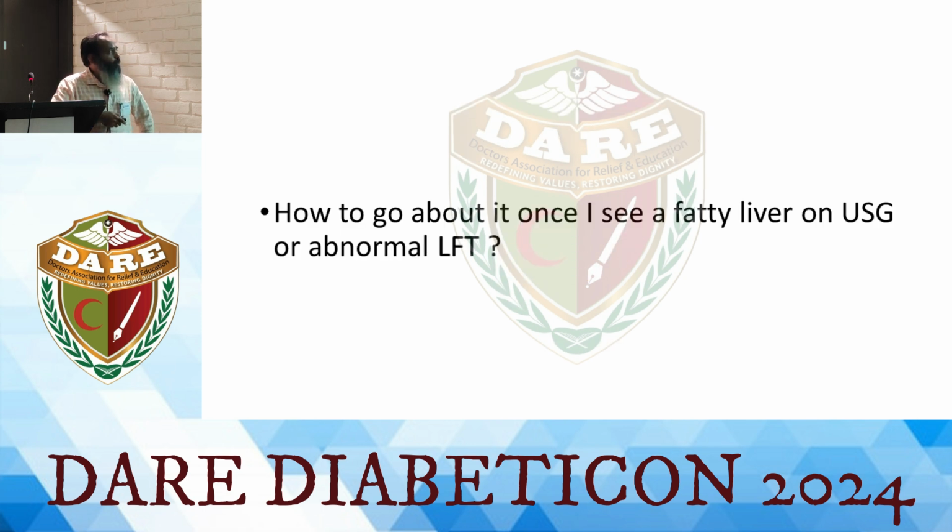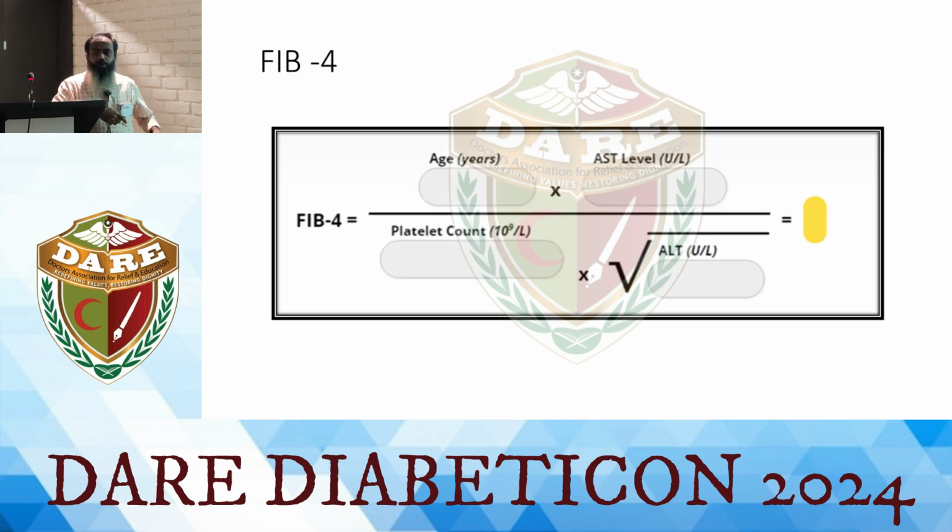So how to go about it once I see fat within the liver on ultrasound, or a patient is having any abnormal LFT? There are different methods, but I have simplified. There are so many scoring systems. The common scoring system that we use is what is called the FIB-4 scoring system. A simple CBC and LFT, using calculators that are there, will give us the FIB-4 score, which is a standard scoring that we use in MASH.